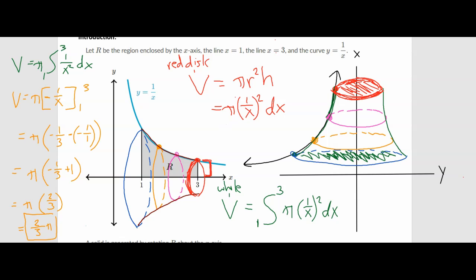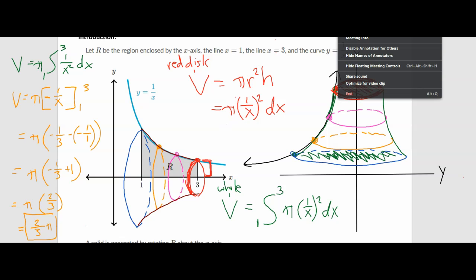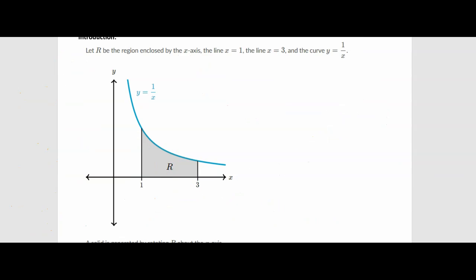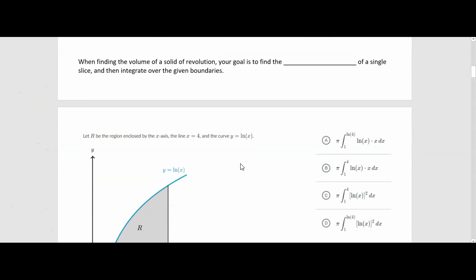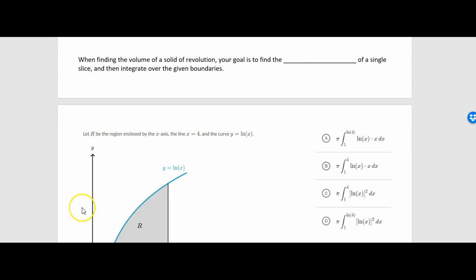Okay, we are going to do 2 more examples, I believe. Let's clear this. We have something to fill in at the bottom here. This is kind of what we talked about. When finding the volume of a solid of revolution, your goal is to find the volume of a single slice and then integrate over the given boundaries. So again, same idea that we've been doing for these last couple of lessons. This time we're just creating our solid in a different way, solid of revolution.